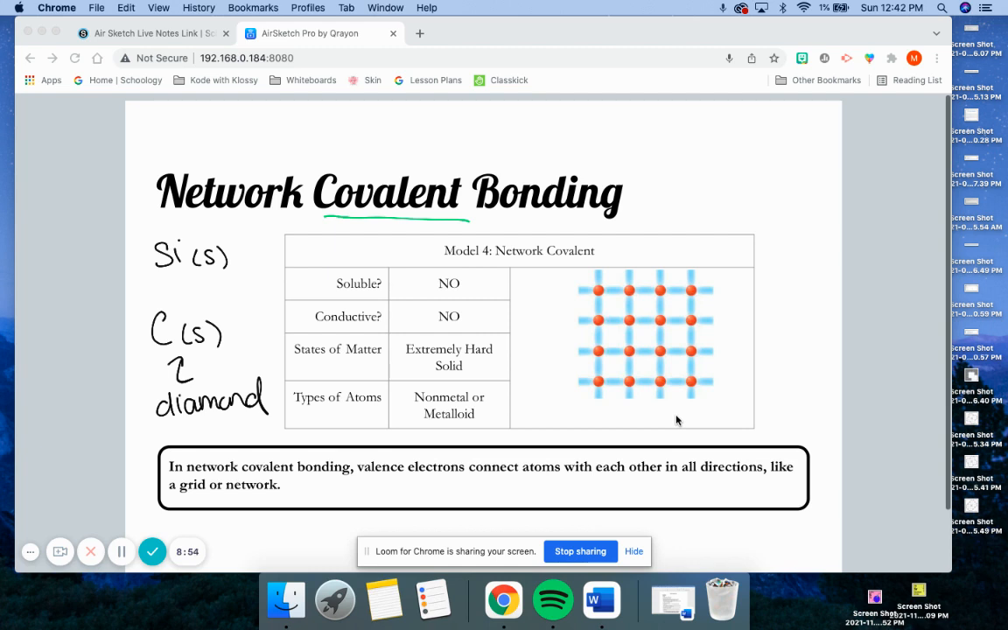Network covalent bonds also can never involve metal atoms. They are going to be made up entirely of either nonmetals or metalloids.